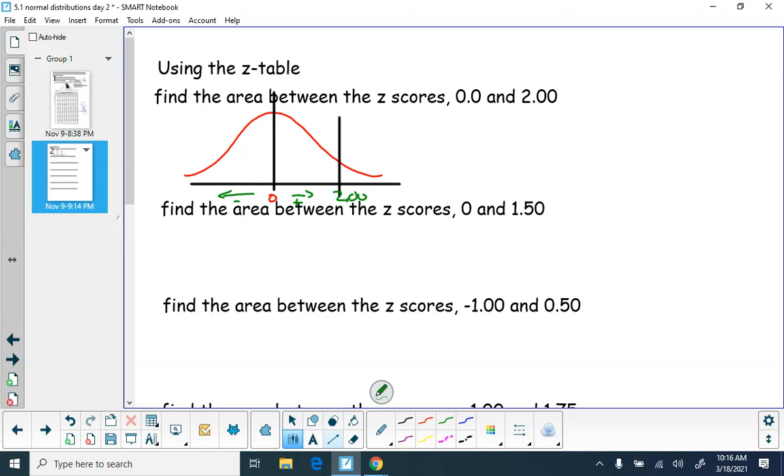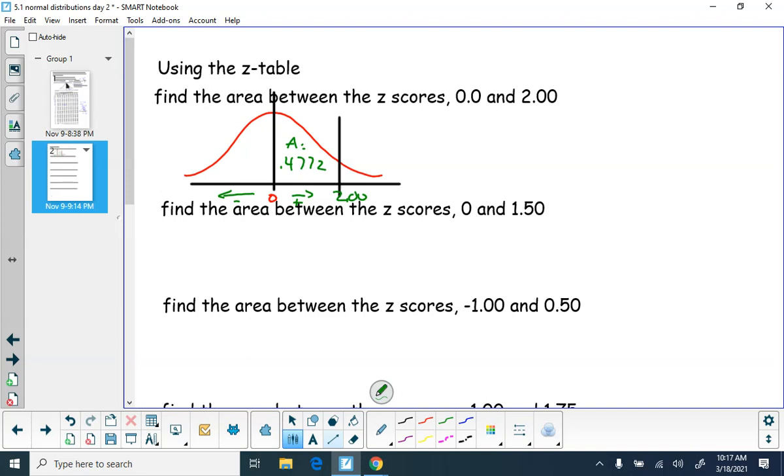What I want to calculate is the area between 0 and 2.00. If I take a look at my table, once again, that's why I gave you the second sheet, so you don't have to flip back and forth. I'm going to scroll down my left-hand side to 2.0, and then go across to the 0.00. What is the table value you get, Braden? 0.4772. So this area here is equal to 0.4772.